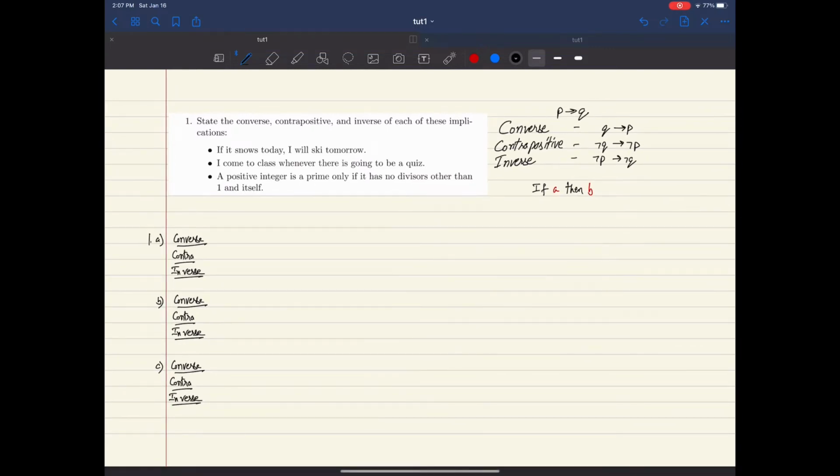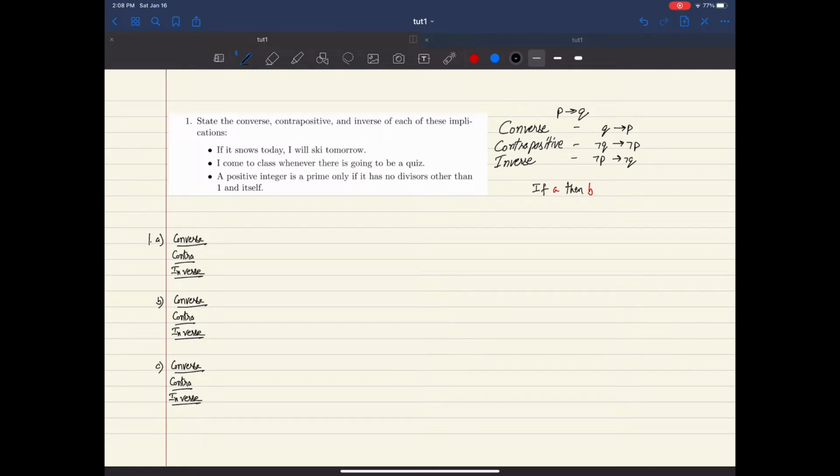Now, when you are asked to play with implications, you need to find a hypothesis and a conclusion. So in this, let's say you have a conditional statement P implies Q, or equivalently, if P, then Q. So your hypothesis is P and your conclusion is Q, because if P happens, then Q will occur.